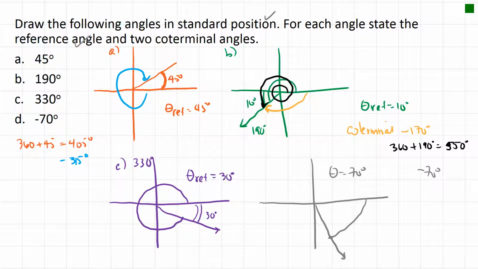In the purple one, we could go counterclockwise to get to the coterminal, so that's negative 30 degrees. Or we could go 180 plus 330. And 180 plus 330 is 510.